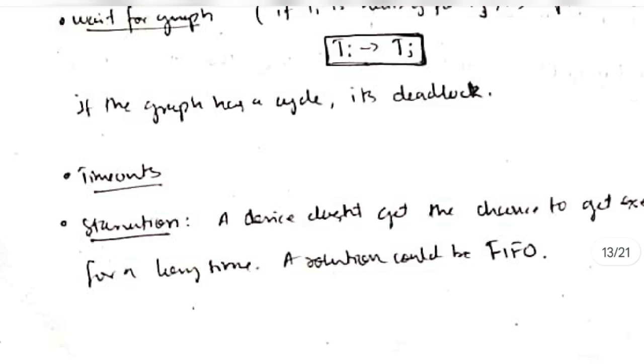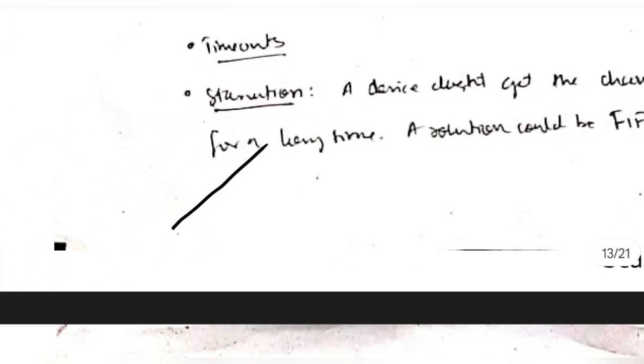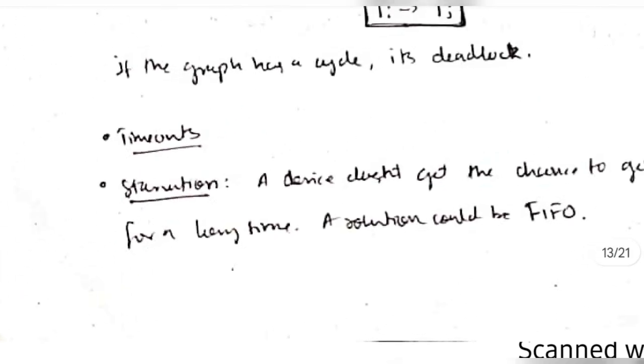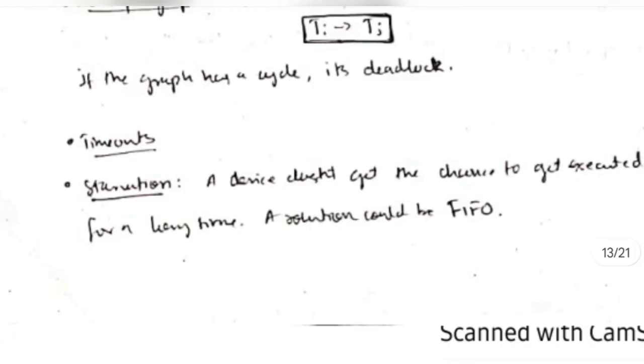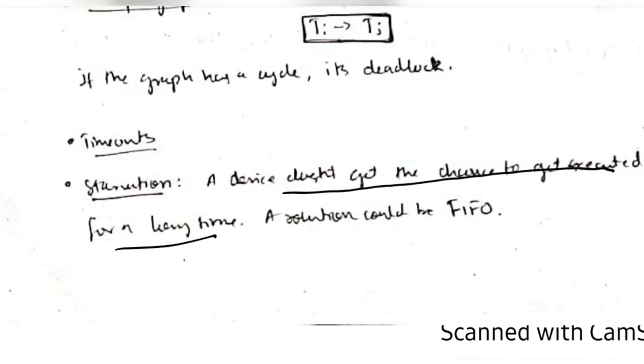The second way is timeouts. Okay, by using timestamps, about which we will be discussing more in the upcoming topic. And the third is starvation. Okay, starvation means what? A process doesn't get the chance to get executed for a long time. Okay, a solution could be first in first out.